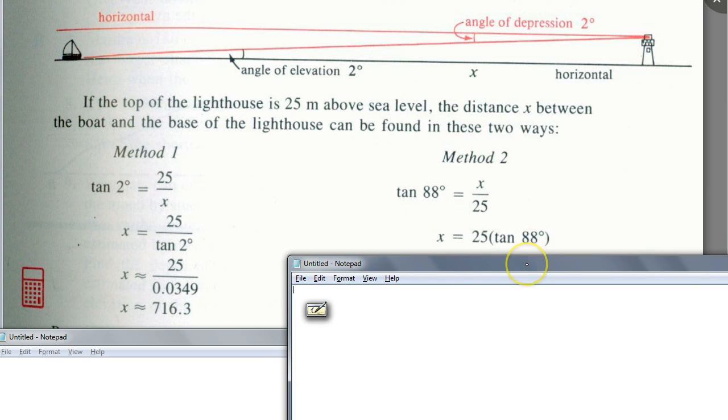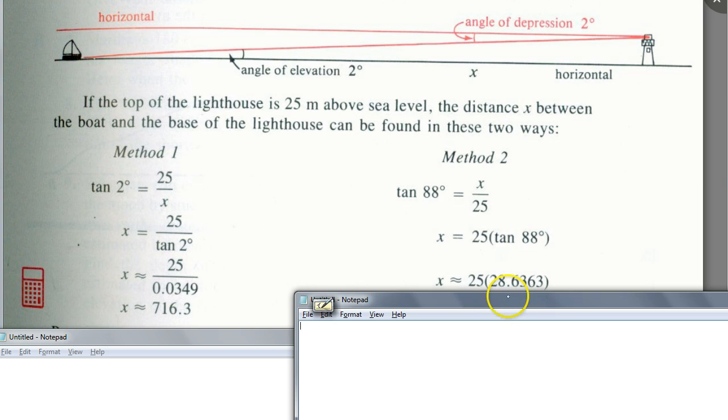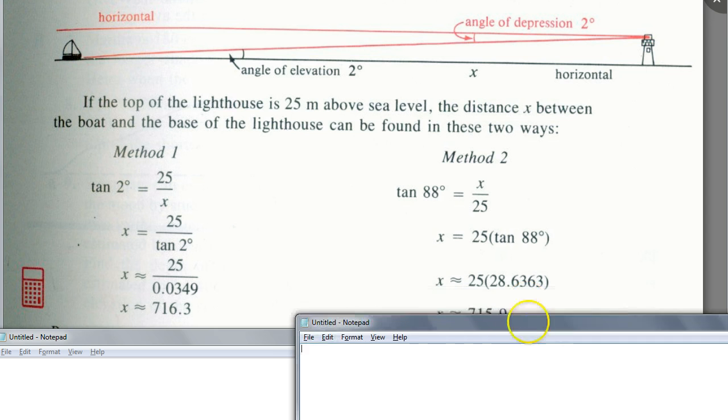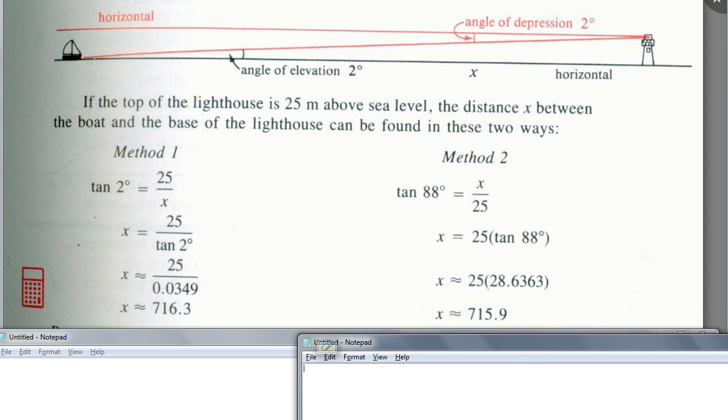Multiply both sides by 25. You get x equals 25 times tangent of 88. And since 88 degrees and 2 degrees are complementary, we know that the tangent of 88 is the reciprocal of this, right? Anyway, when you multiply this out, tangent of 88 is about 28.6363. When you multiply it, you get 715.9. Kind of interesting. Why do we not get the same exact answer here?